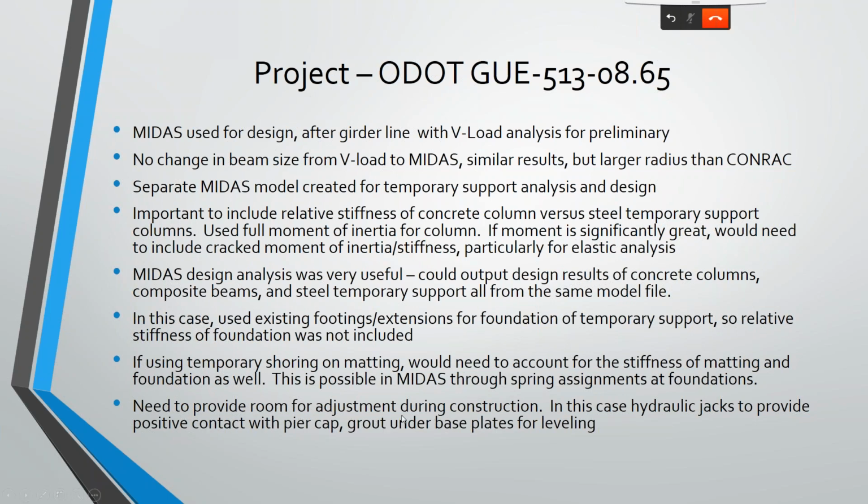And then we need to provide room for adjustment during construction. This is really important anytime you're doing temporary shoring. In our case, we provided hydraulic jacks at the top of our header beam underneath the pier cap. The reason for that is we want to provide a positive contact, to make sure that we're fully engaged with that pier cap. You can't really do that terribly well if you just make them try to shim everything, so I definitely recommend hydraulic jacks.